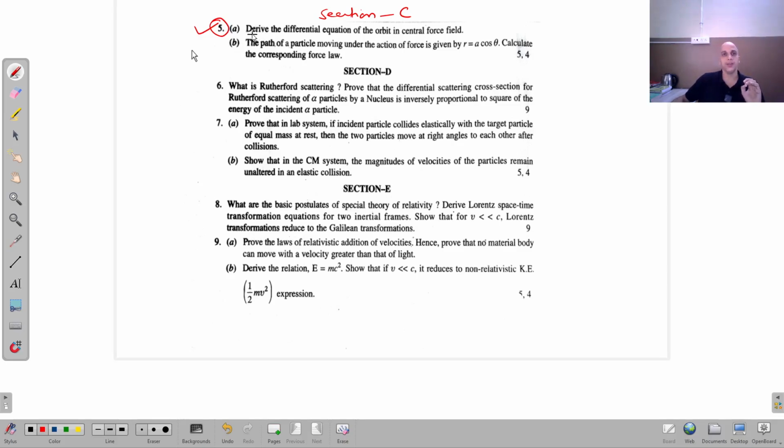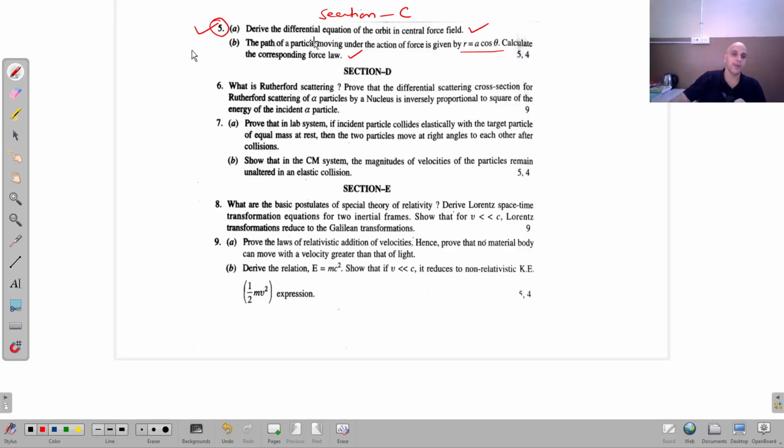The first part is: derive the differential equation of the orbit in a central force field. And the B part is: the path of a particle moving under the action of a force is given by r is equal to a cos theta. Calculate the corresponding force law. This is a numerical problem. First of all, we have to derive the differential equation of the orbit in central force field. Now again, this question is from the topic gravitational force and inverse square law of force.